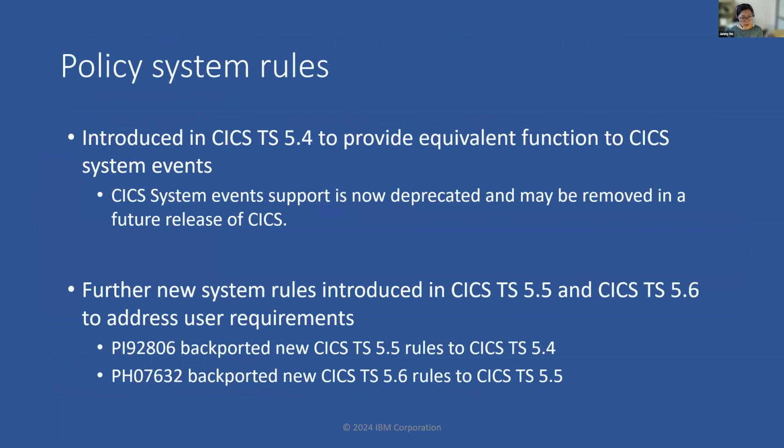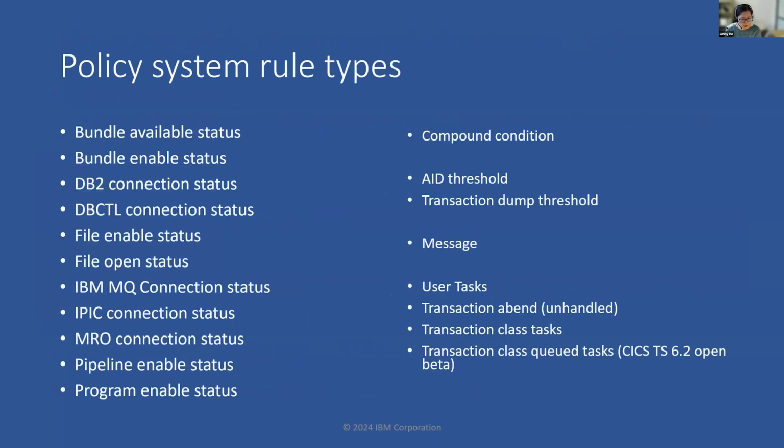So for the system rule, that's a new one since 5.4, then CICS has added more system rule types in 5.5, 5.6, and 6.1, etc. These are the types of policy system rules. As you can see on the left-hand side, they are all about resources, the status of them, MQ, MRO, pipeline, program, etc.